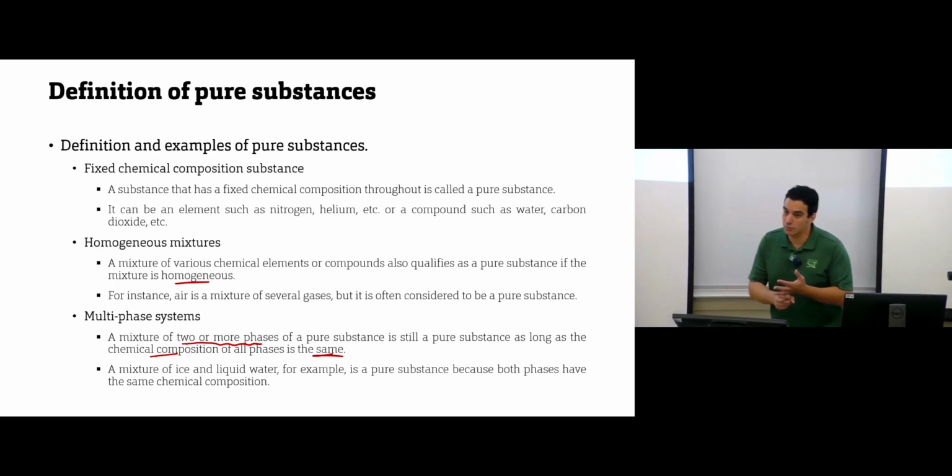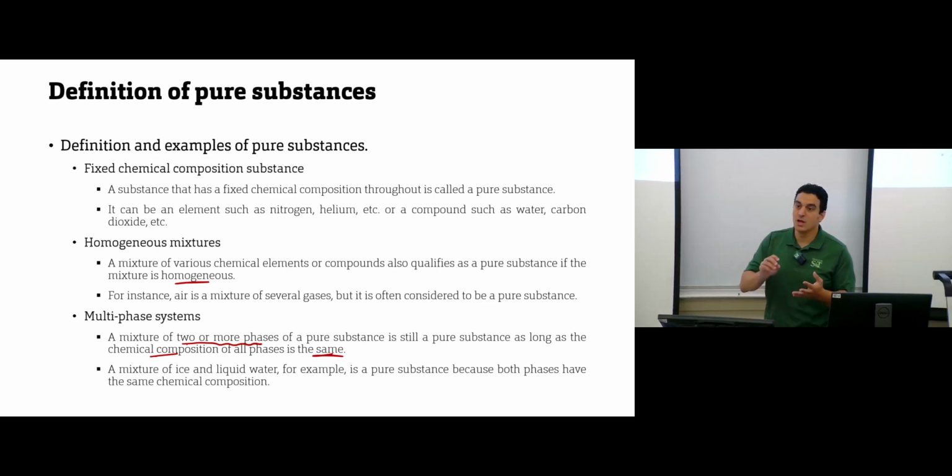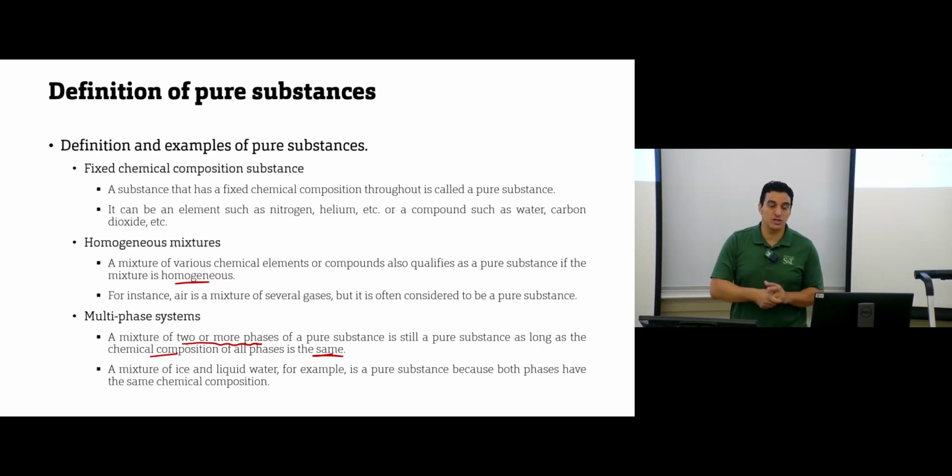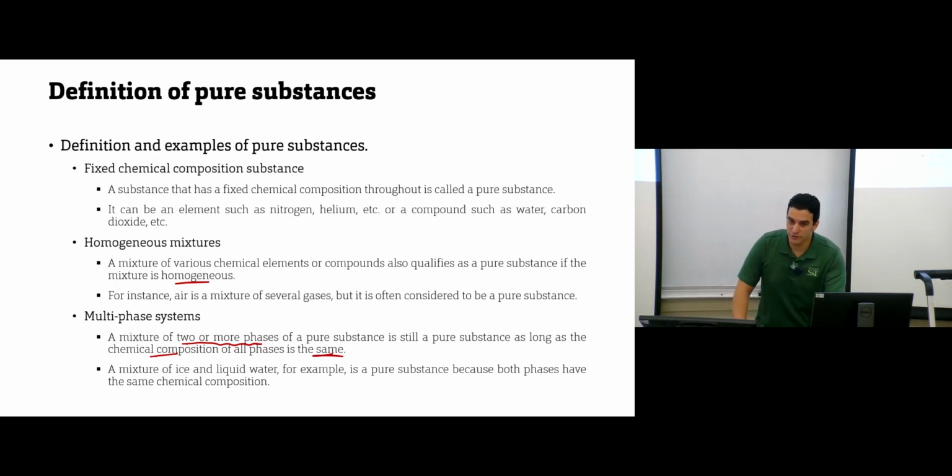Again, if you have a fixed chemical composition substance, if you have a mixture, but this mixture is homogeneous, if you have multi-phase systems, but the composition is uniform between the phases within this multi-phase system. Okay, clear? Okay. In the slides you have some extra slides that describe the difference between atoms, molecules, compounds. So these things are from chemistry courses. So you just have them in the slides just in case you want to refresh your mind with the difference between these terminologies. Okay? Okay, but let's continue.